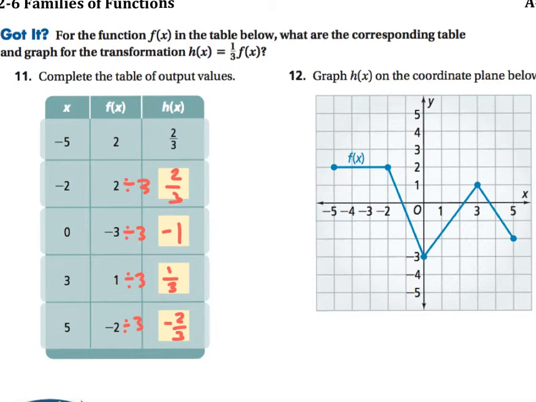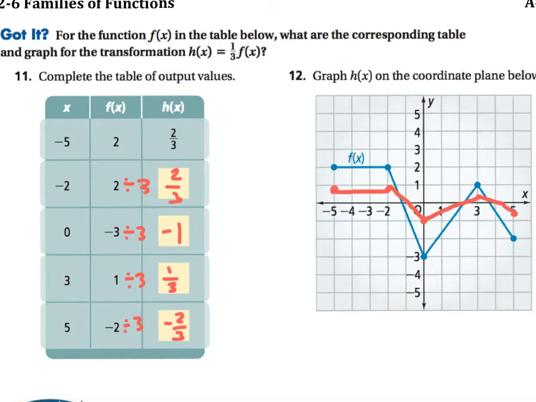So negative 5 and 2/3 is approximately right there, right underneath the 1. Then a negative 2 as a 2/3, which is what I expected. I expected parallel lines, so notice so far it is. And I can connect those dots there. At 0, I get negative 1, which is right there. So I can connect that. At 3, I get 1/3, which is somewhere about there. And then at 5, I get negative 2/3, which is almost to the next line under.